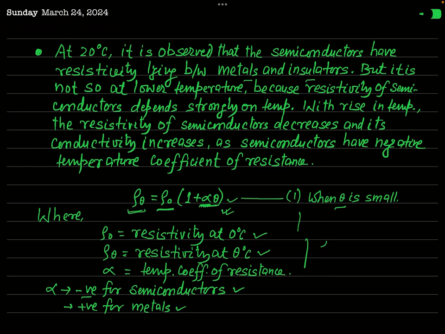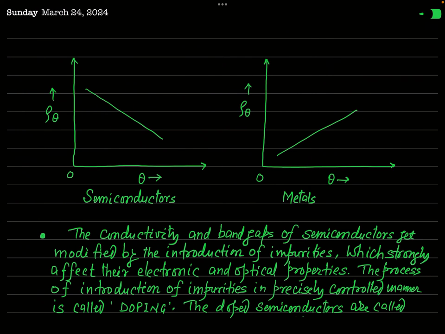And you can see this equation, rho theta is equal to rho 0 plus alpha rho 0 times theta. This is just the equation of a straight line, y equal to c plus mx. Here the slope m is equal to alpha times rho 0, and theta is at the place of x. Since this alpha is negative, the slope will be negative, and so if you plot this rho theta against theta, you will get a straight line as shown in this figure with negative slope.